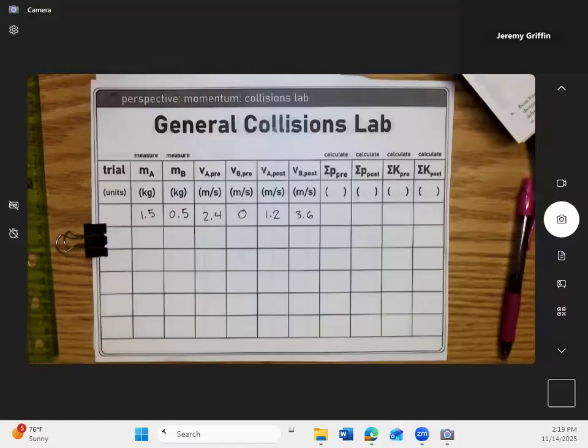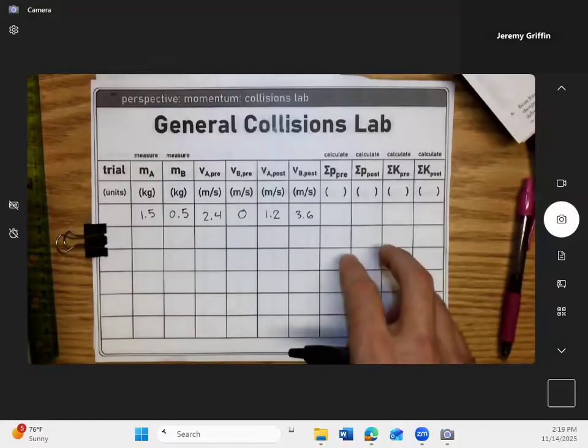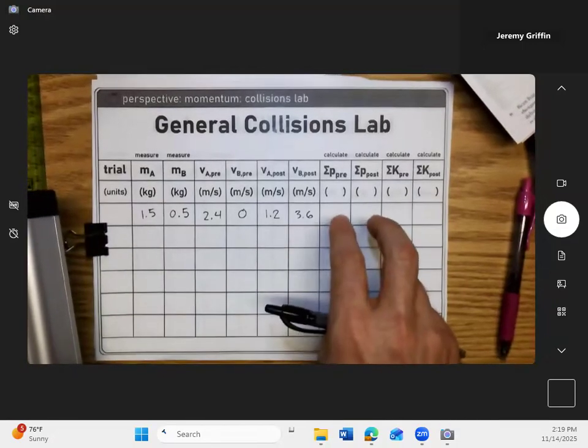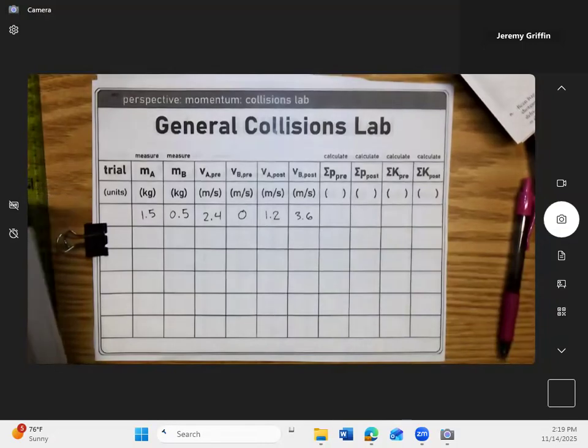All right, recording's rolling. We're getting close to the end of class. You guys have a bunch of data, so I'm getting questions about how you calculate momentum before and after, and kinetic energy before and after.